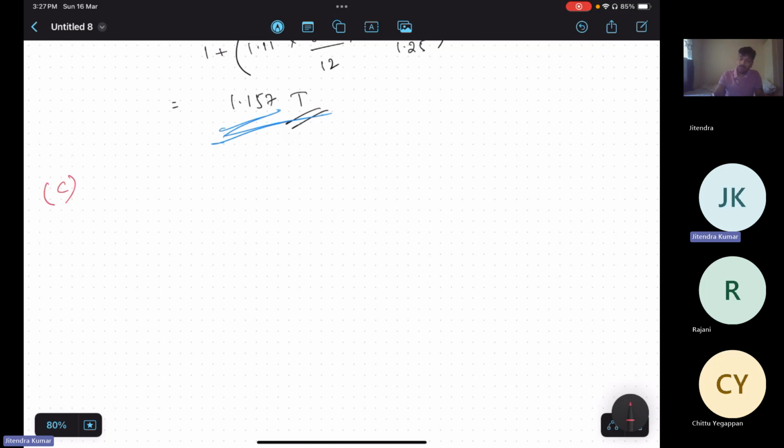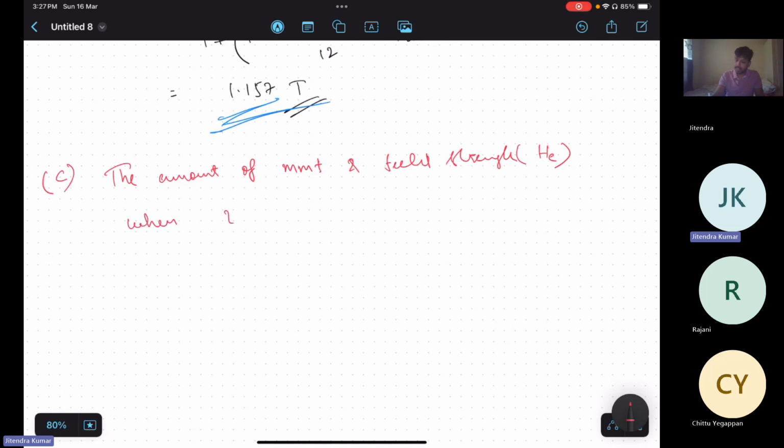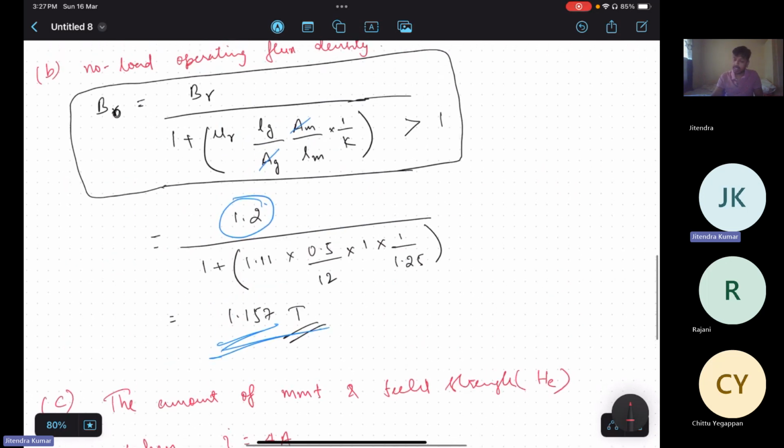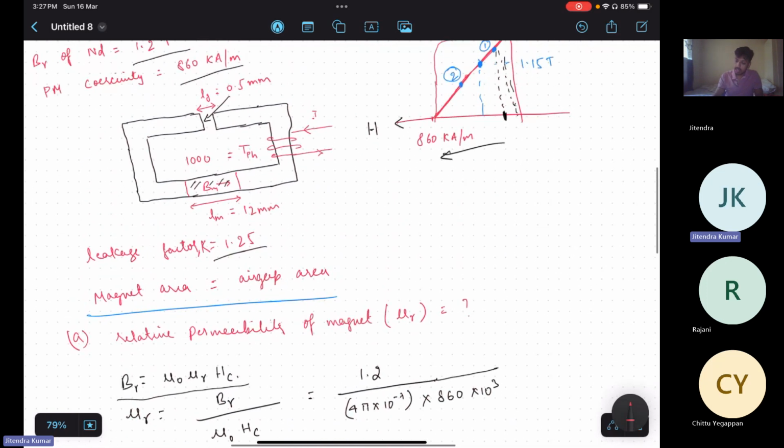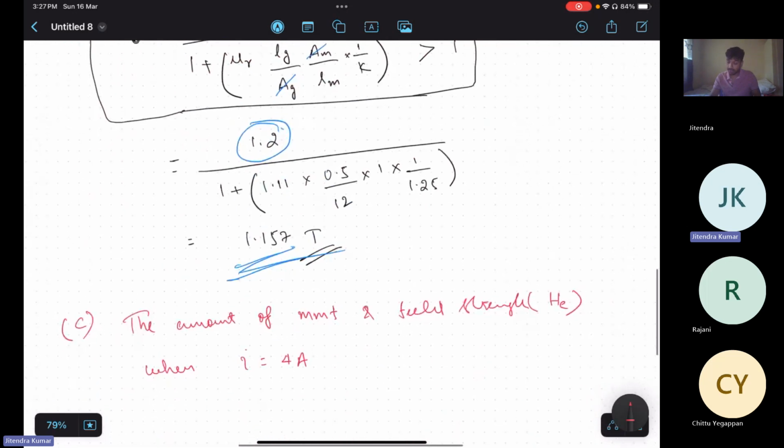What will be the amount of MMF and field strength H_e when current is equal to 4 ampere? Where will the current be applied? Here, in this winding. In this winding, we are providing 4 ampere current. Now, what will be the excitation MMF and what will be the external field strength?